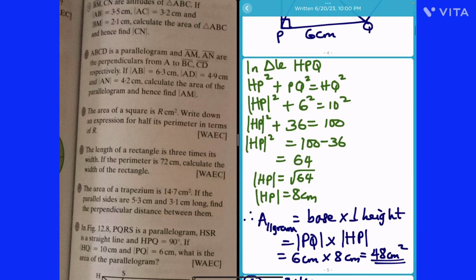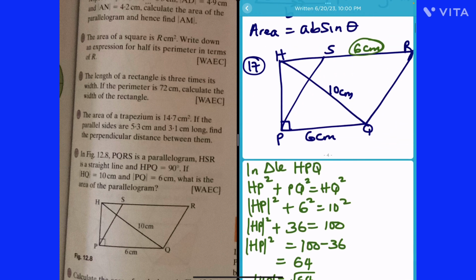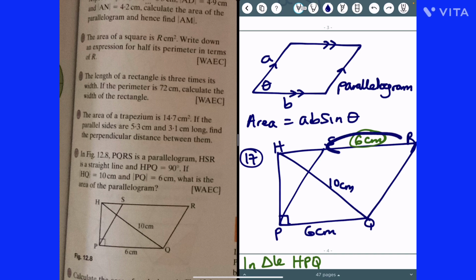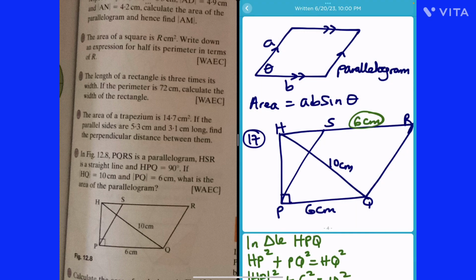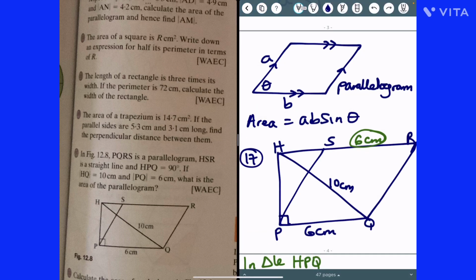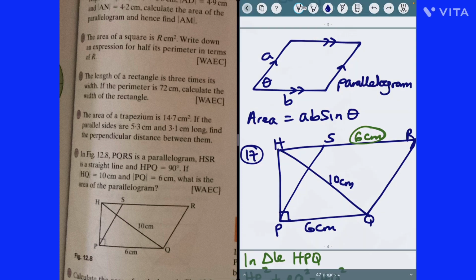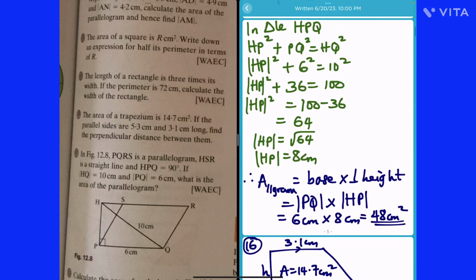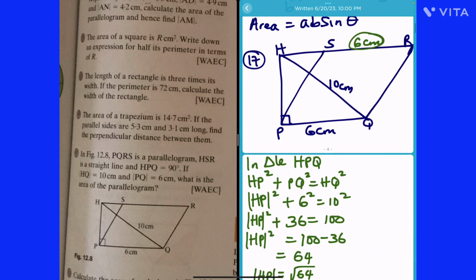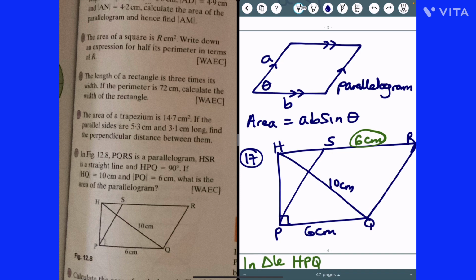Number 17 says, PQRS is a parallelogram. So if this place is 6, what it means is that this part will also be 6. The question says, if this is 90 degrees, what is the area of the parallelogram? Okay, if this part is 90 degrees, all we need to do is find this place.